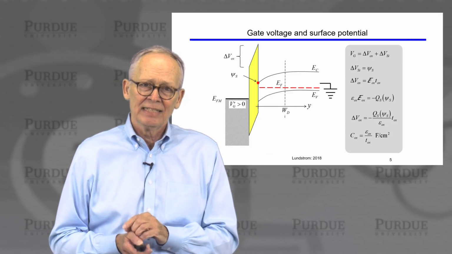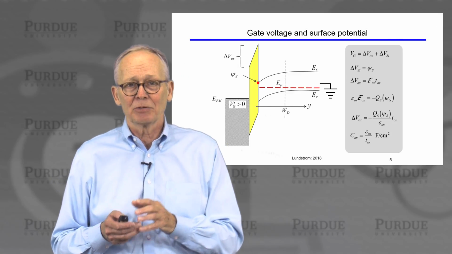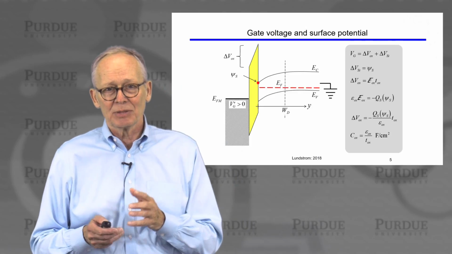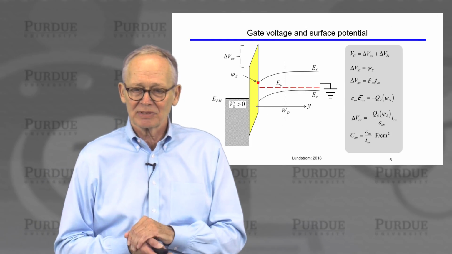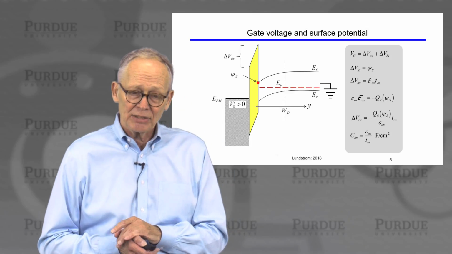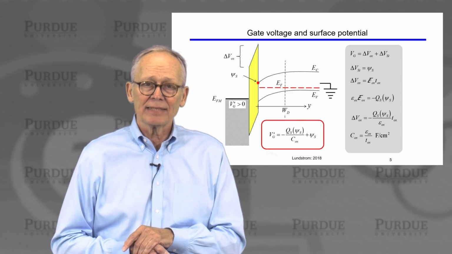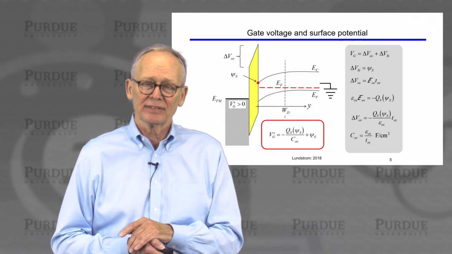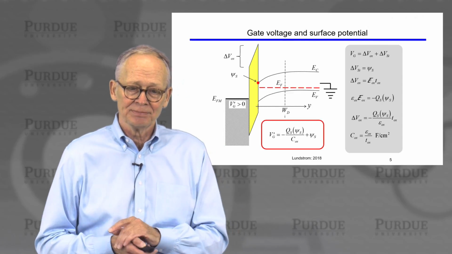The units, in proper MKS units, would be farads per meter squared. We will usually quote them in farads per centimeter squared. So when I do that, I can write my gate voltage relation in a very simple way that I might remember.